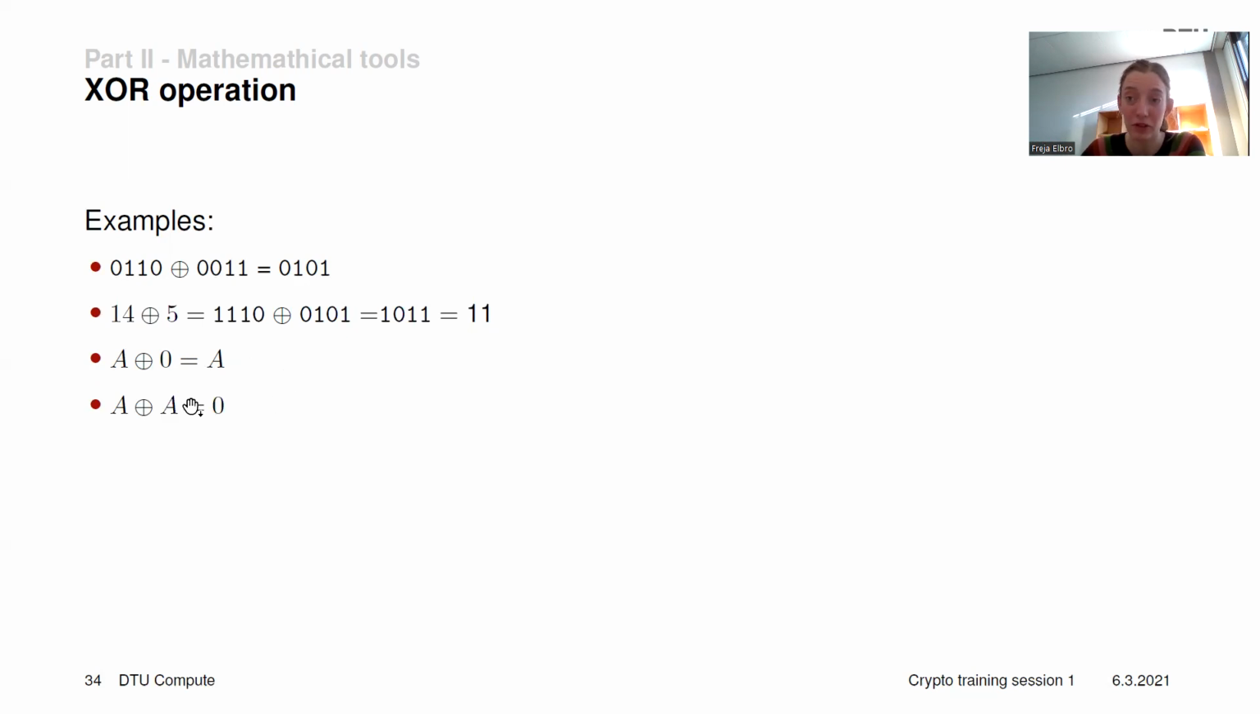I hope you can also convince yourself that if I have 2 strings that are the same and I XOR them together, then all the 1s will meet and all the 0s will meet. So I get just the 0 string. I hope you can also convince yourself that if I have 2 strings and I XOR them together, it doesn't matter in which order I XOR them together. So it doesn't matter if it's 1 0 or 0 1, the result is the same.